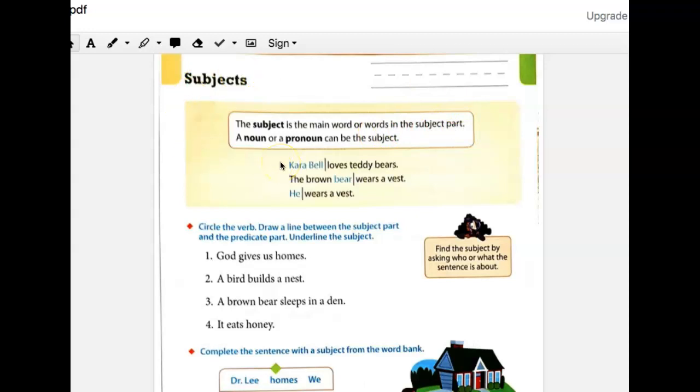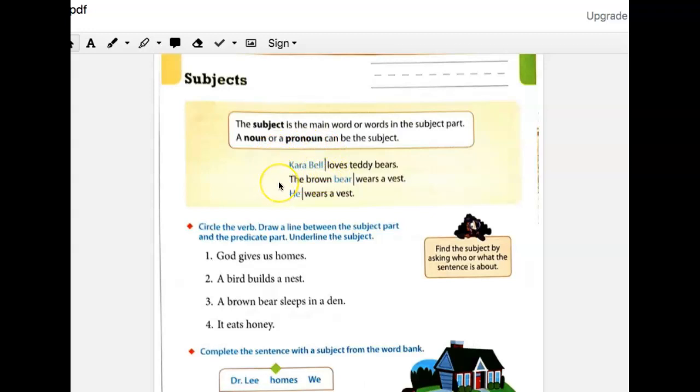So let's look at the examples. Carabelle loves teddy bears. The subject part in this sentence is Carabelle. Then what is the subject in this subject part of the sentence? The subject is Carabelle. Both the words Cara and Belle are the subject because it is the full name of a girl.